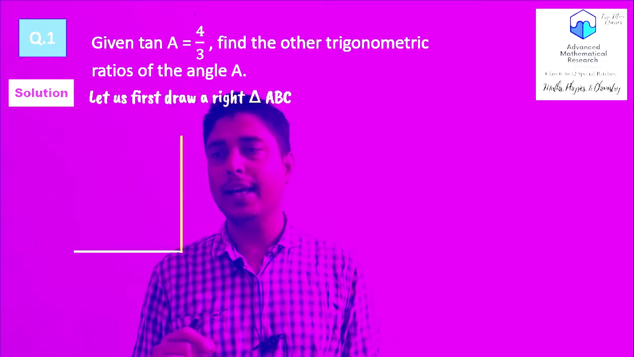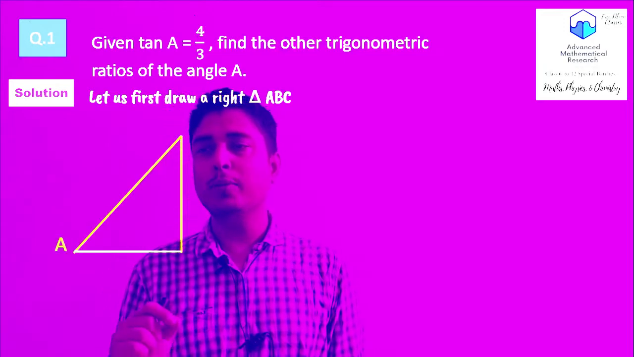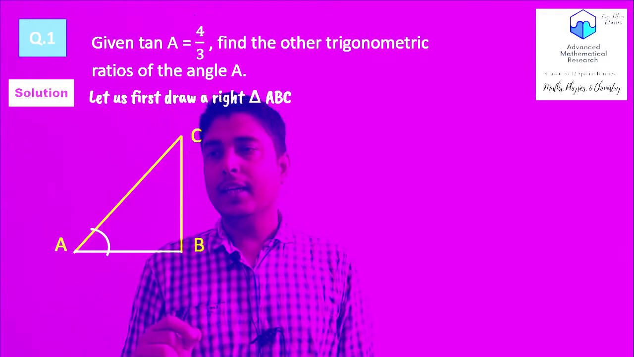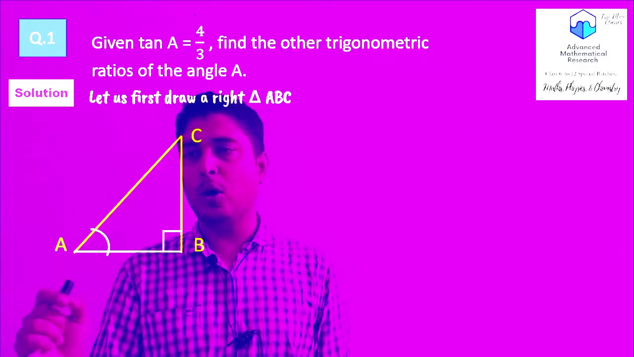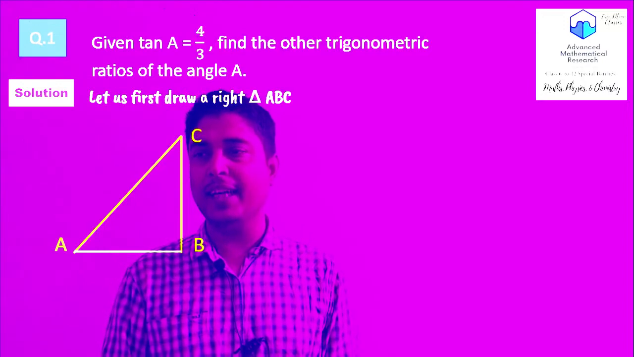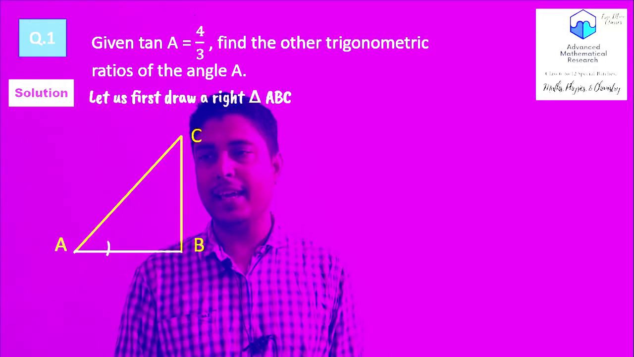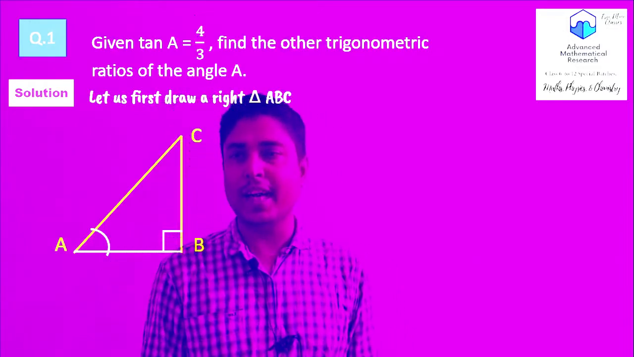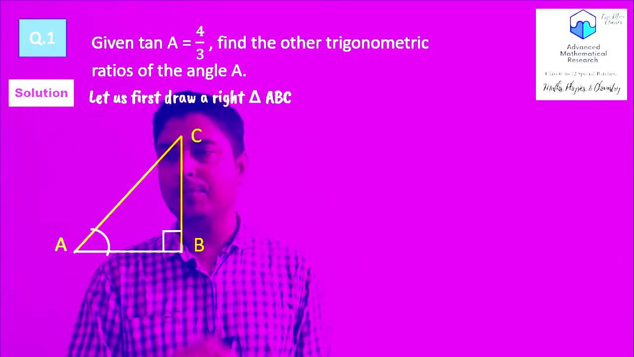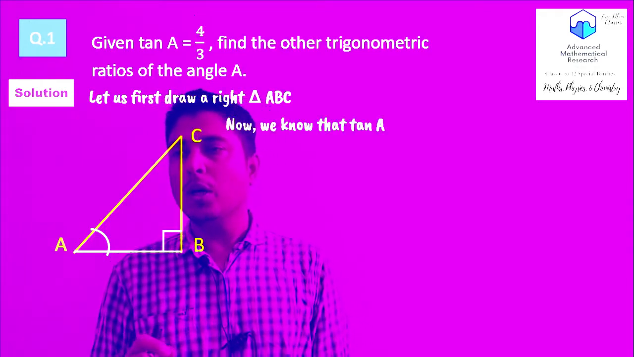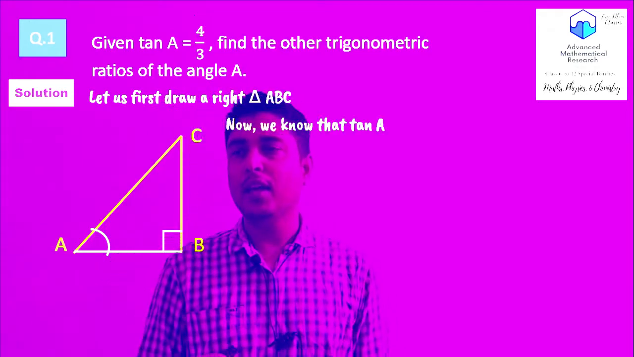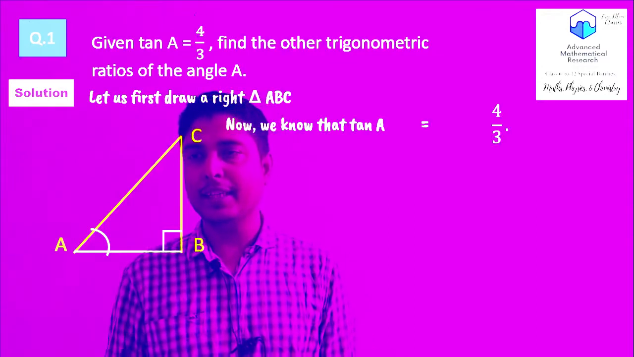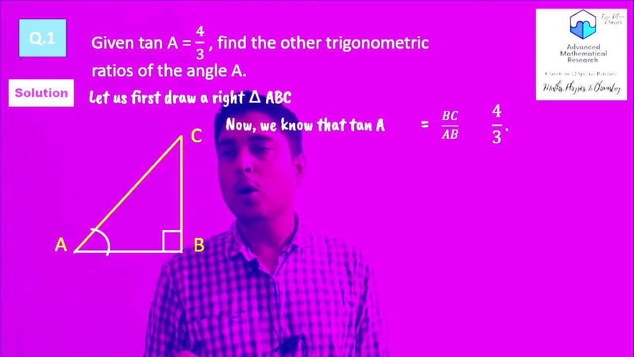So let's draw a line, and let's assume that this is vertex A, this is vertex B and this is vertex C. Angle A has already been given because tan of A has been defined, hence we will consider theta as A here. And angle B is 90 degrees. Now we have completed our right angle triangle, right angle at B. Now what are the facts that we have been given? It has been given that tan of A is equal to 4 upon 3. Now what is tan of A?